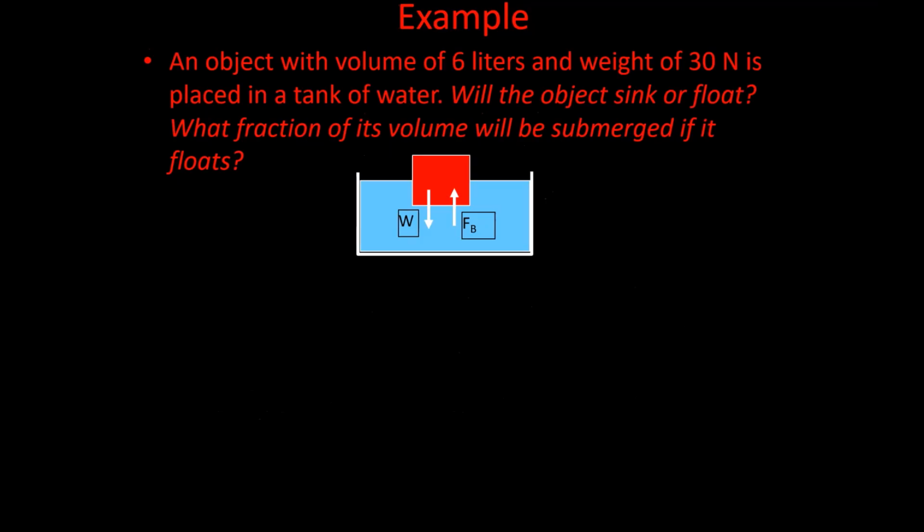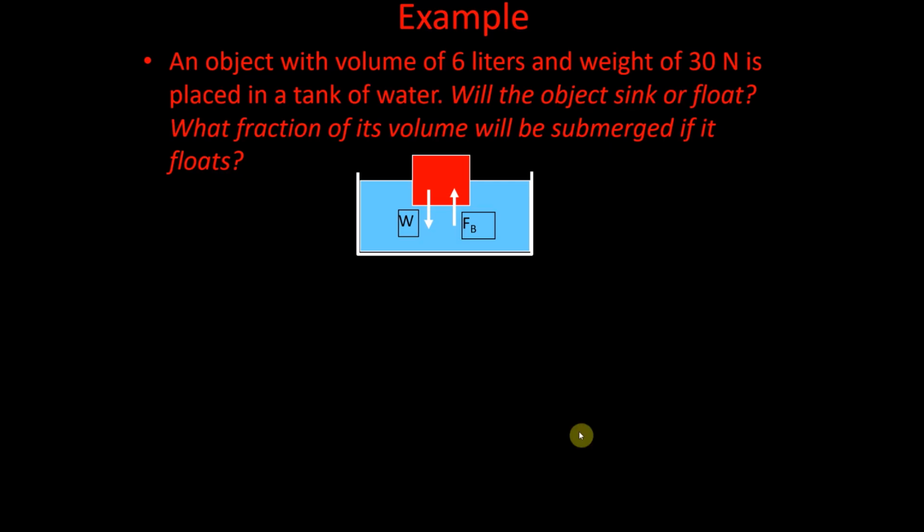Now, here's a question I wouldn't normally ask, but this is the kind of thing that pops up on a lot of exams like MCATs and other placement exams. So, if we look at this problem, we're saying: an object with a volume of 6 litres and a weight of 30 newtons is placed in a tank of water. Will the object sink or float?